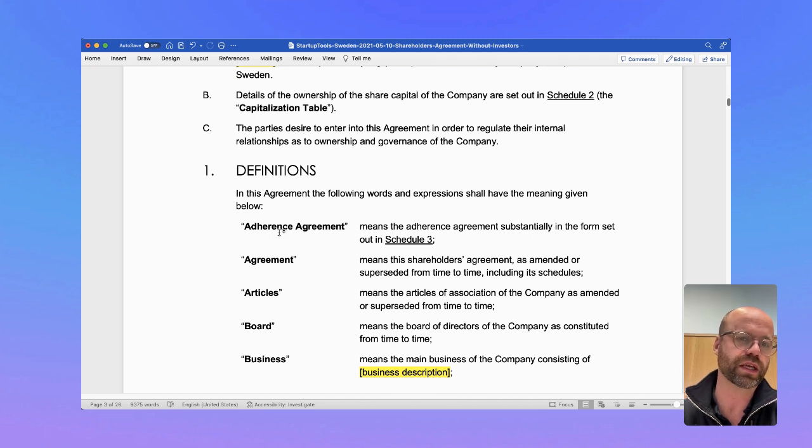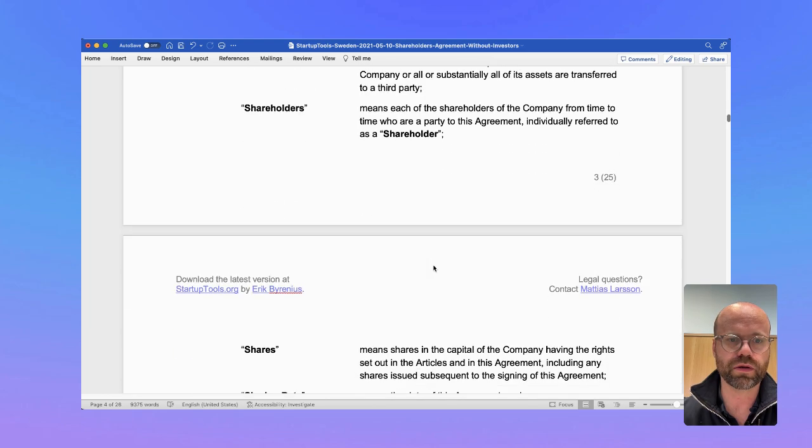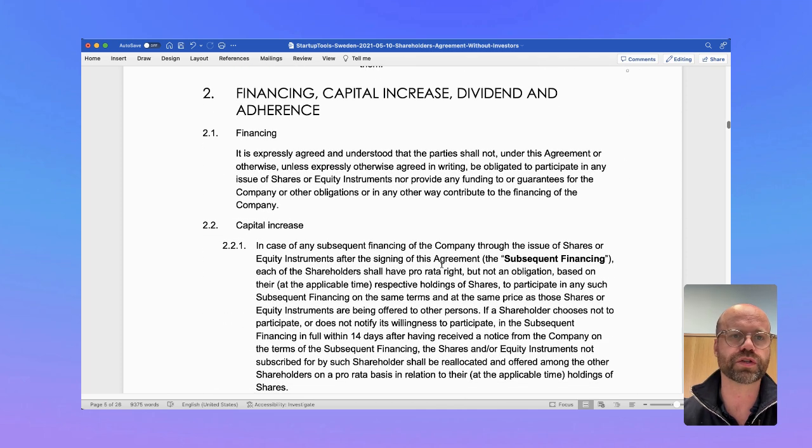We might mention the adherence agreement, which is a thing that you sign if you become a shareholder at a later point in time. And instead of everyone signing a new shareholders agreement, you can just, as a new shareholder, sign the adherence agreement, so that's worth mentioning. We're going to skip over most of this here, the definitions, and then go into section 2 called financing, capital increase, dividend, and adherence.